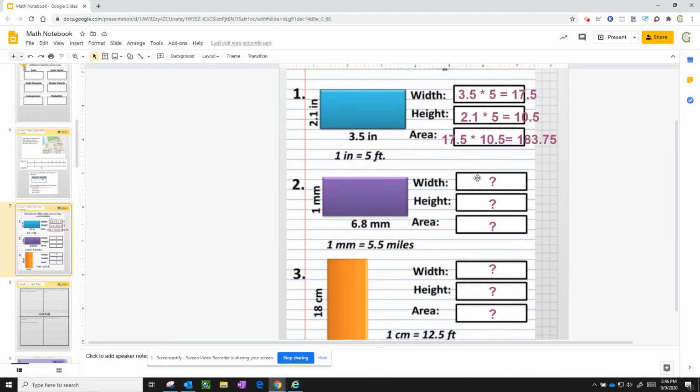Number 2, really similar problem here. We have a different rectangle and a different scale, but the ideas are going to be the same. So I'm going to start with the width. So that would be my 6.8 times, I'm going to multiply by the scale factor. Nice, it's already down to 1 for me, so I can just use the 5.5. And I'm going to type that in my calculator. So 6.8 times 5.5, and I get 37.4.